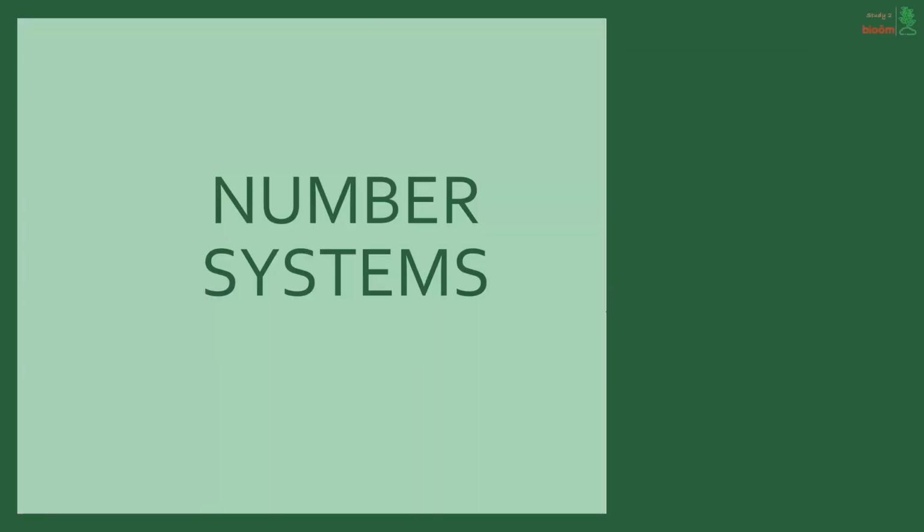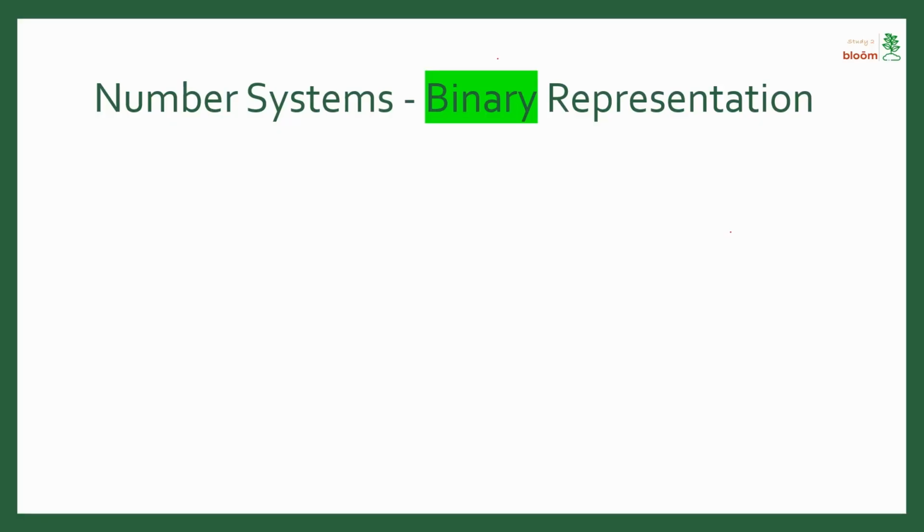There are many number systems that are used. Here we will learn several number systems. The first number system we are going to learn is binary representation. As the name implies, binary has two values. The normal numbering system we are using consists of 10 values, so it's called decimal representation.